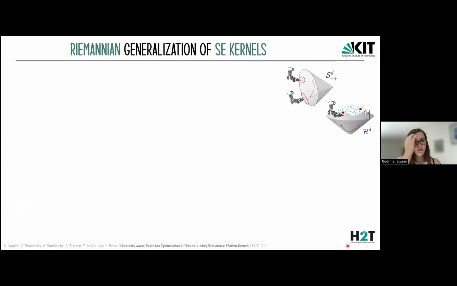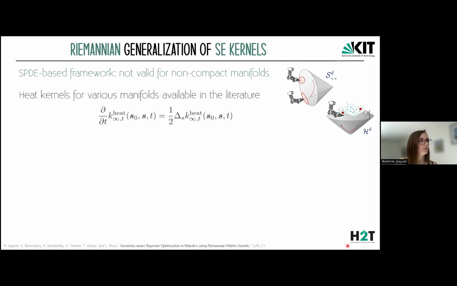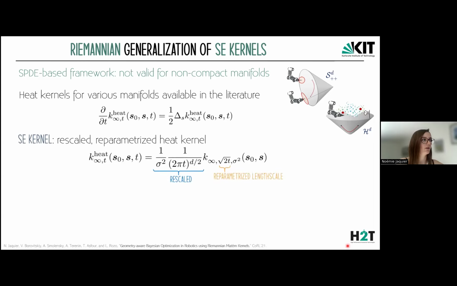So this was for the case where the manifold is compact. We don't have only compact manifolds in robotics. If you think about, typically, the manifold of symmetric positive definite matrices or the hyperbolic space, they are non-compact, and this generalization doesn't work in that case. So what we can do instead is to leverage the relationship between the heat kernel and the squared exponential kernel. The heat kernel is available in the literature for various manifolds, and we can leverage the fact that the squared exponential kernel is a rescaled, reparametrized version of this heat kernel.